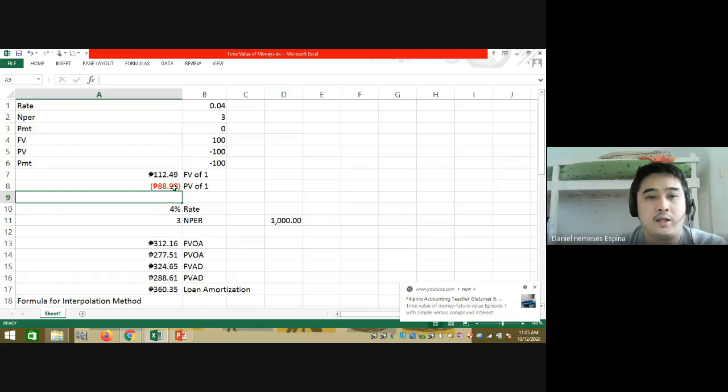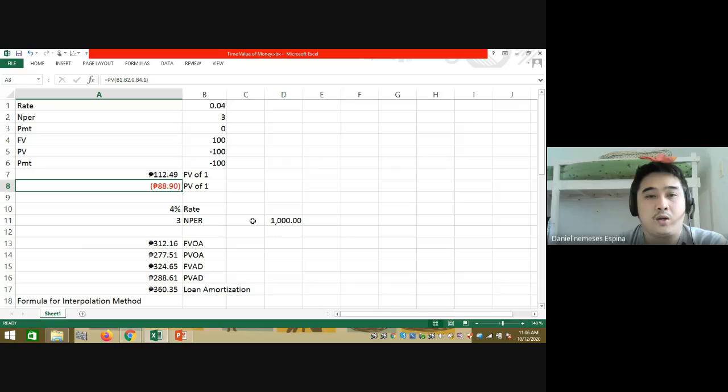Oh, that's 88.90. So why is it negative? Okay, so again, this is the present value of the amounts. It is stated as negative because cash outflows are negative. Okay, so it's an outflow.